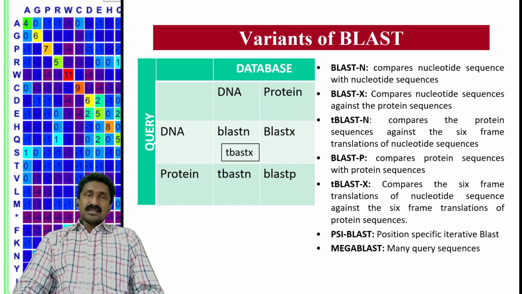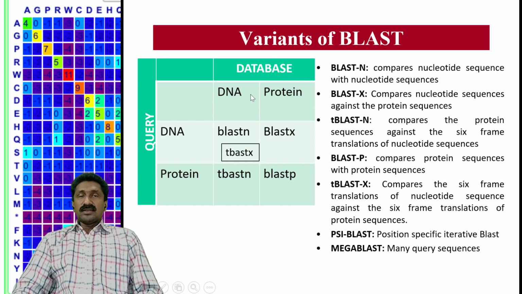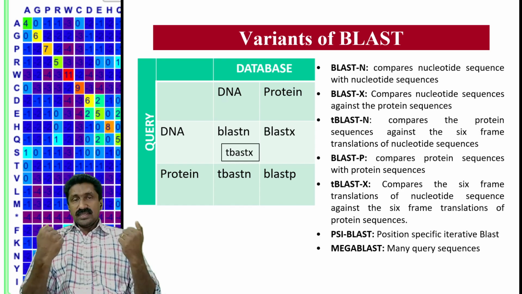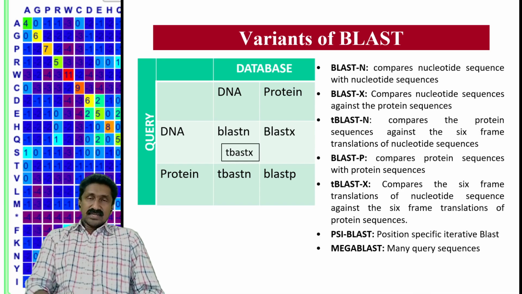And we have a database, like an NCBI database or the UniProt database. The database may be of DNA or protein, like NCBI GenBank or DDBJ for DNA, and the UniProtKB database for protein. So your DNA query can be run against a DNA database or a protein database. Also, your protein query can be searched against a DNA database or a protein database, and based on the nature of the query and the target database, you will have multiple options of BLAST.